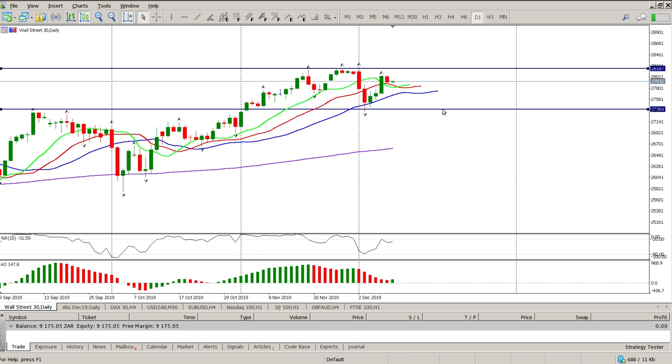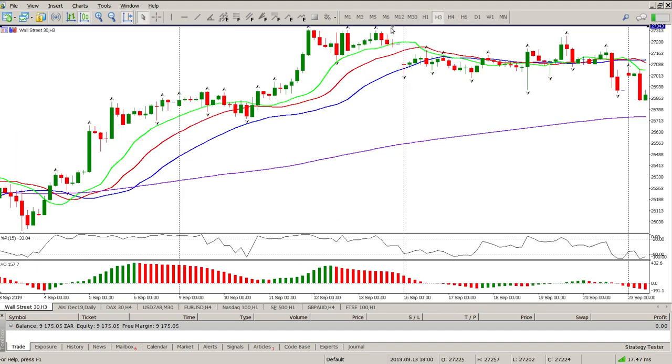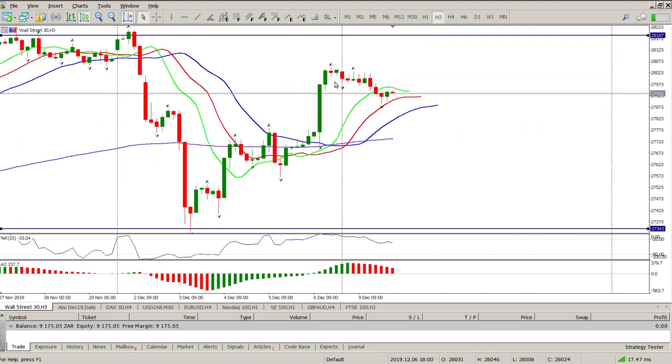So for the trend to change on the daily, we need to get below this fractal here. That hasn't changed from yesterday. It does look like a bit of a rounding top here. And if we start drilling down through the time frames, not quite the same picture. So this to me is still a retracement.